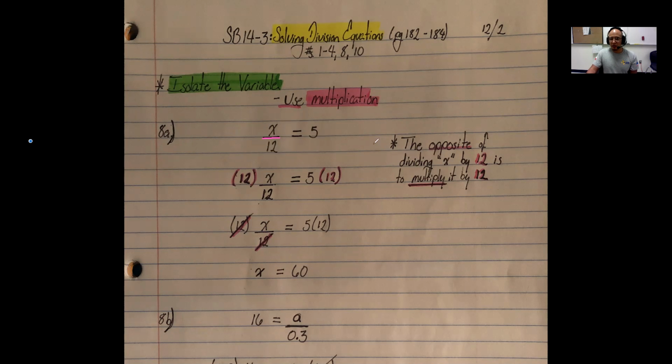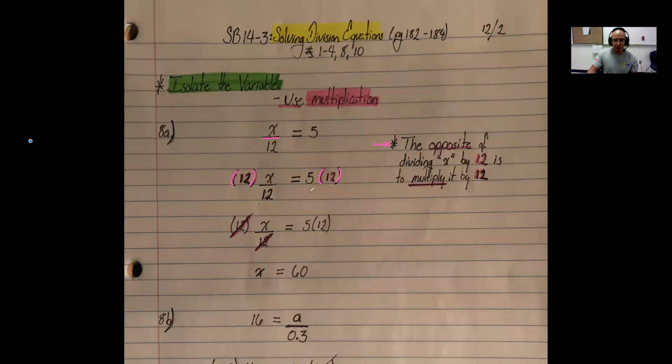So let's remember that the opposite of dividing x by 12 is to multiply it by 12. So in order to get rid of this division by 12, instead of dividing the x by 12, I'm going to multiply x by 12. Right? I'm not multiplying 12 by 12. No, in fact, this is not really a 12. This is really a 1 over 12. But regardless, I'm multiplying the x by 12. Right? And whatever I do to one side, I must do to the other side as well. So I have to multiply the 5 by 12 as well.